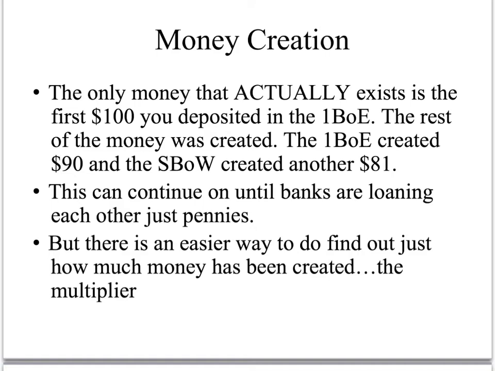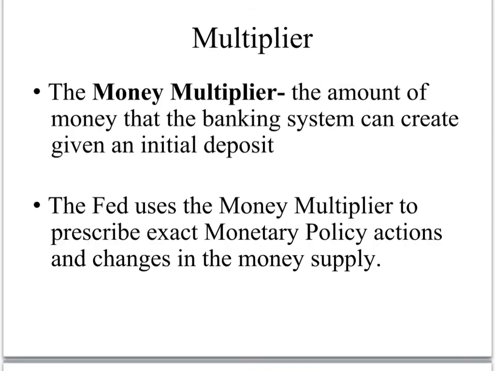But there's an easier way to find out just how much money has been created, and we call that the money multiplier. The money multiplier is the amount of money that the banking system can create given an initial deposit. The Fed uses the money multiplier to prescribe the exact monetary policy actions and changes in the money supply.